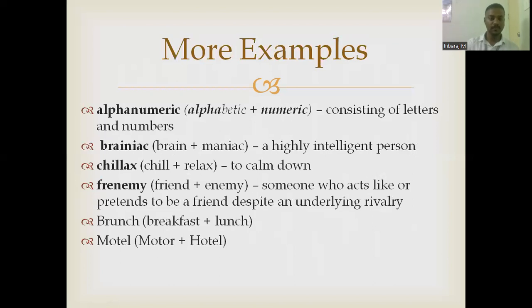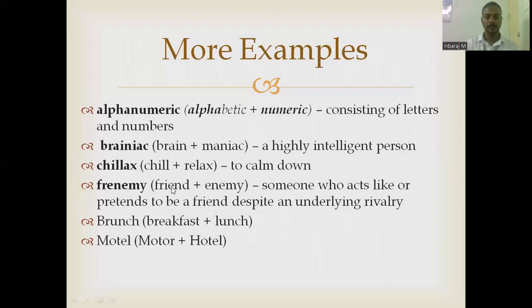And we see a few more examples. Alphanumeric comes from two words, alphabetic plus numeric. That means consisting of both letters and numbers. Next one is brainiac, which comes from the words brain plus maniac. That means a highly intelligent person. And this word chillax, it's so common, it's in vogue, you all know. Chillax comes from the words chill plus relax. That means to calm down, to feel at ease.